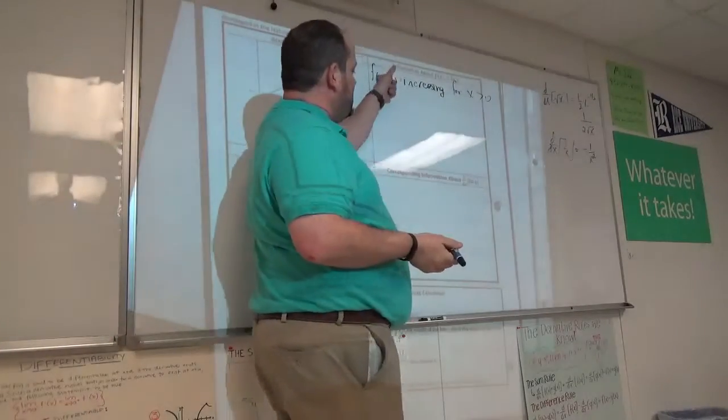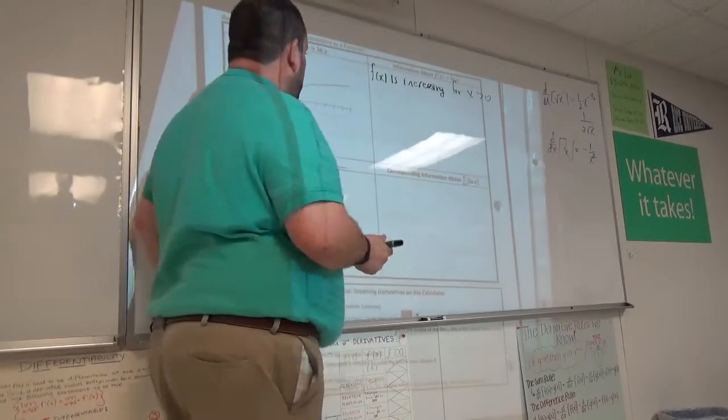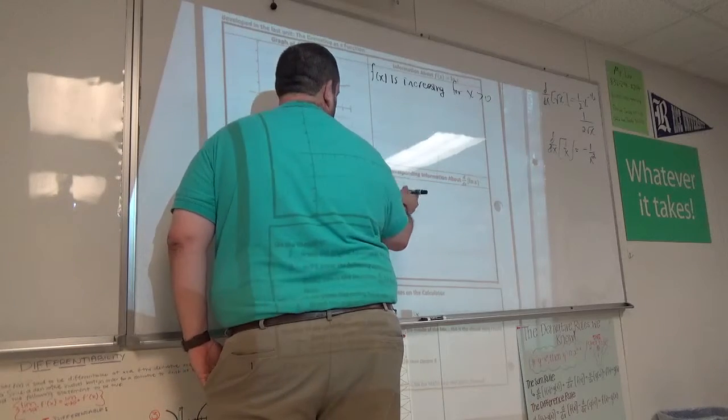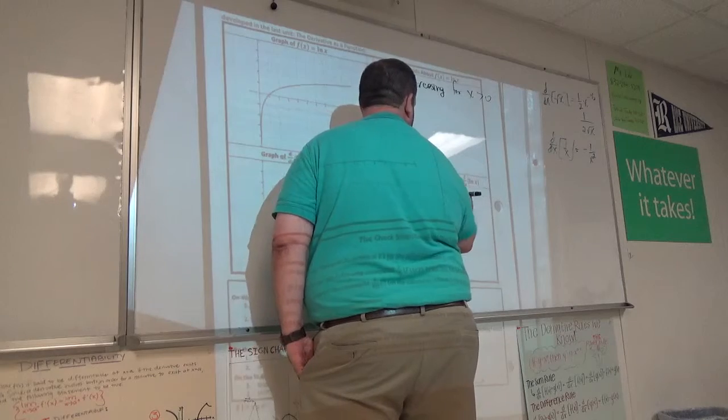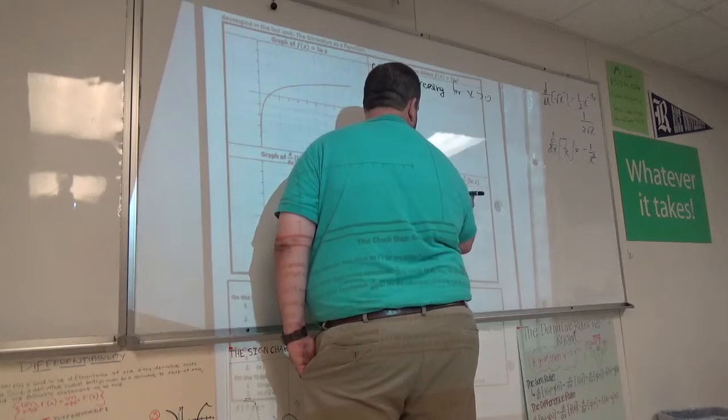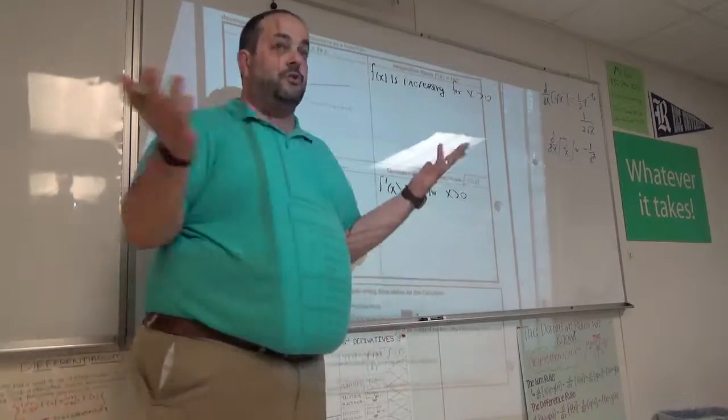Oh, from 0 to infinity. It is increasing for x greater than 0. We have domain restrictions with natural log, right? Can't take the natural log of a negative number. So if f is increasing, Abraham, what do you know about f prime? f prime is positive for all values of x greater than 0. Great, that's one thing. What else?